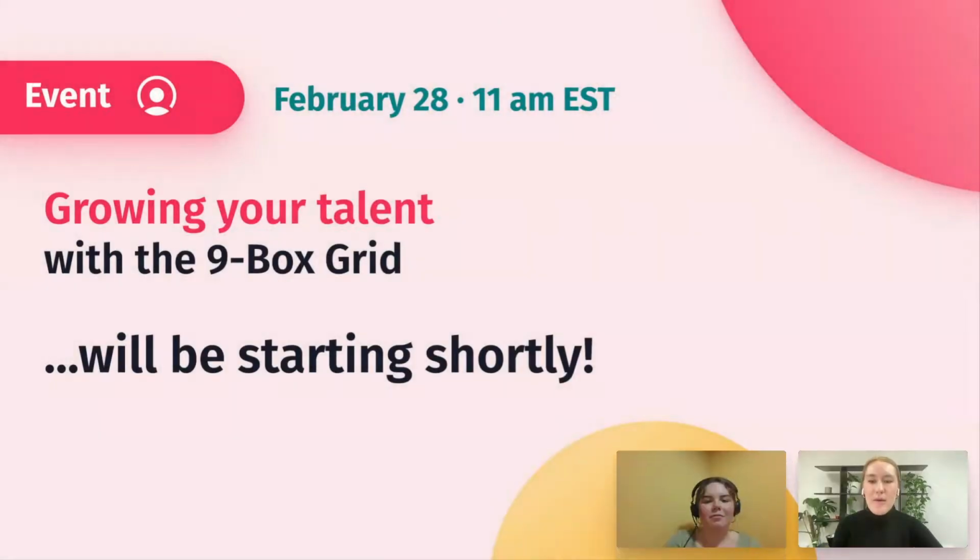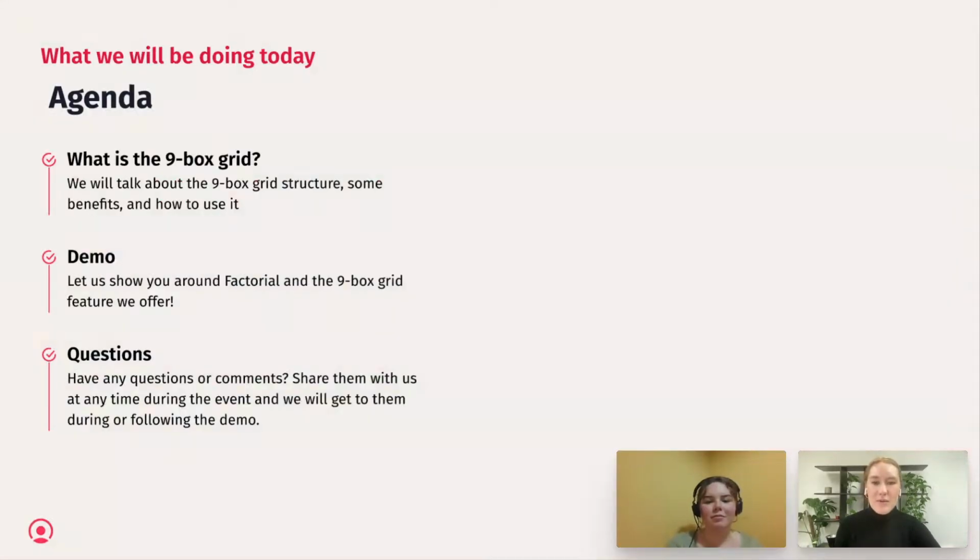So let's talk a little bit about what we're going to be speaking on today. So here's our agenda. First, we're going to be talking about the 9-box grid, how we can really understand and visualize the information that it gives us. And then we'll go into a quick demo of Factorial and then take any questions, like I mentioned. So let's go ahead and get started.